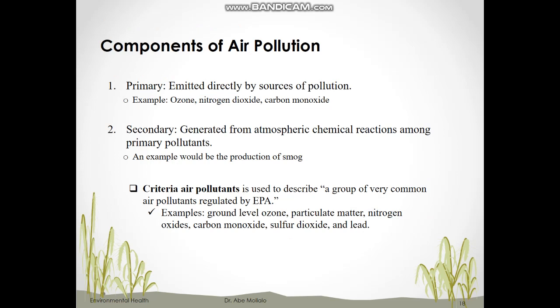An important term you may see in the literature is criteria air pollutant. It is established by EPA, Environmental Protection Agency, to describe a group of very common pollutants which have known impacts on health and environment. So there are 6 criteria air pollutants, including ground ozone or O3, fine particulate matter PM2.5, nitrogen dioxide or nitrogen oxide, NO in general, carbon monoxide, CO, and sulfur dioxide, SO2, and finally lead.